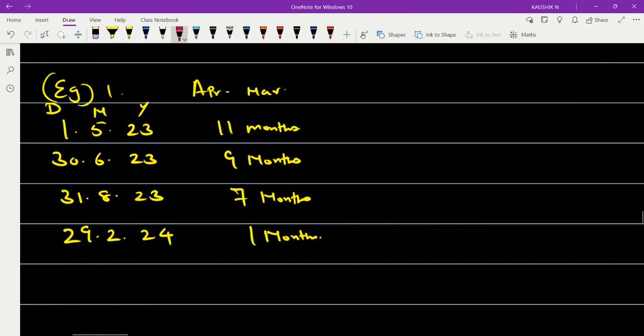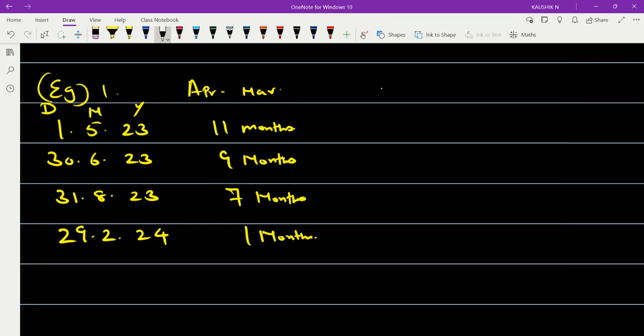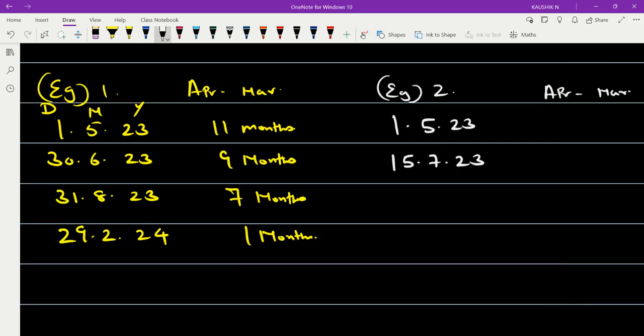Now let's come to the other one. Example 2, the same April to March. The first withdrawal is done on 1/5/23. The second withdrawal you have done on 15/7/23. The third withdrawal on 30/9/23. The fourth withdrawal on 31/12/23, and you have done a fifth withdrawal on 29/2/24.